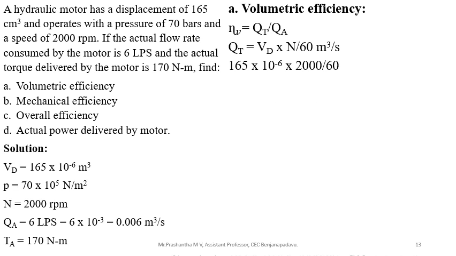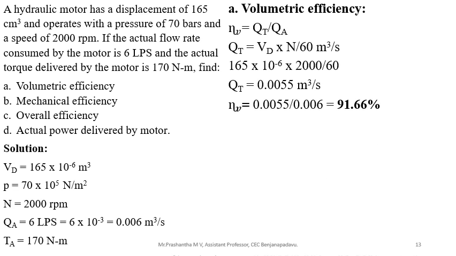Q_T equal to Vd is 165 into 10 to the power of minus 6 into speed is 2000 dividing by 60. We will get Q_T as 0.0055 meter cube per second. Okay. Once we got Q_T, next Q_A is already given in the data. So both values we got. So we can easily find out volumetric efficiency here. Volumetric efficiency equal to theoretical flow rate, that is 0.0055 dividing by Q_A, actual flow rate, that is 0.006.